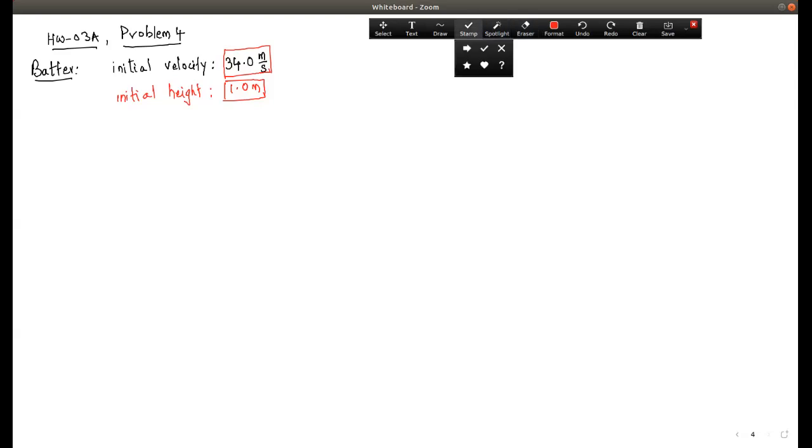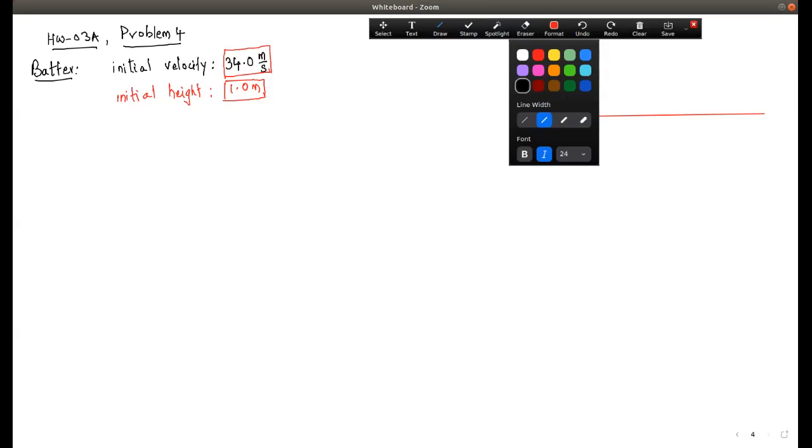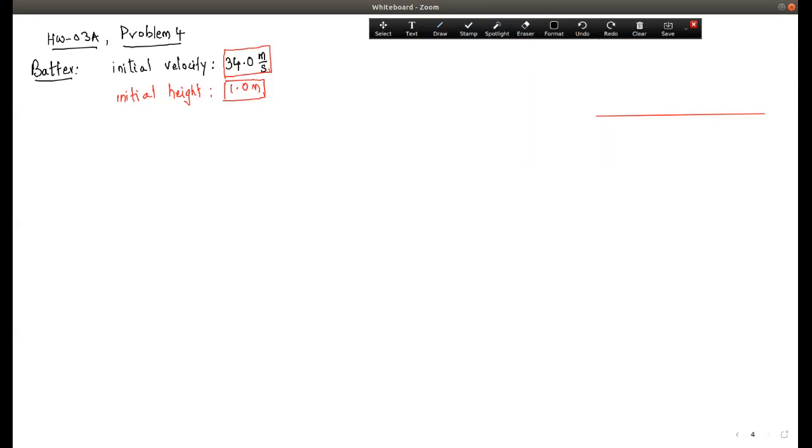So the diagram here is, let me draw this. So we have that's your horizontal line. Let me also point out the fact that it is actually slightly off from the horizontal below, because it is hit 1 meter above the ground.